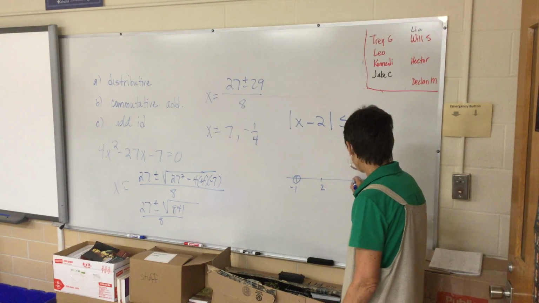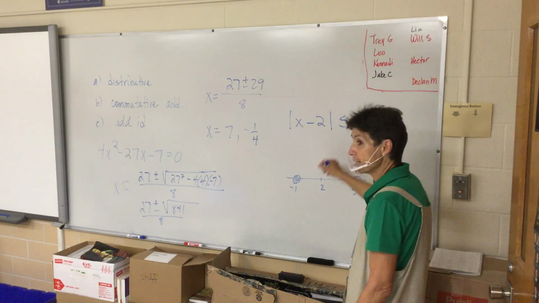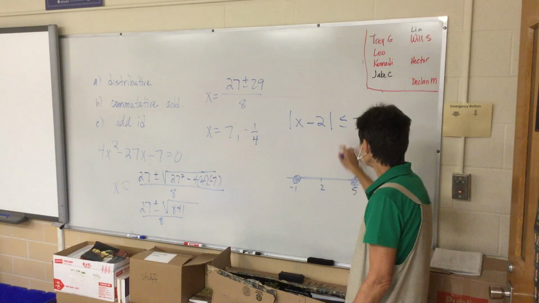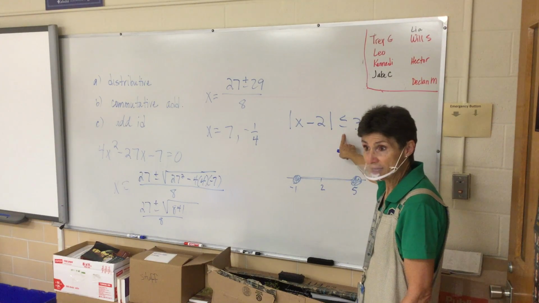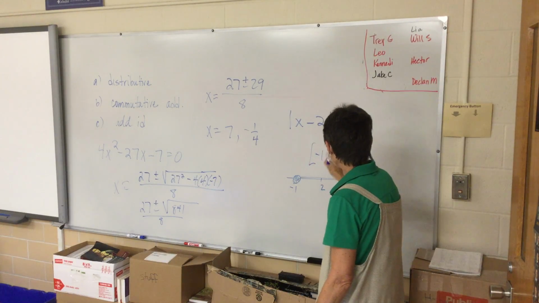And they're filled-in dots because of the "or equal to." And I'm going to shade in between because it's a less than. So that would be negative 1 to 3.